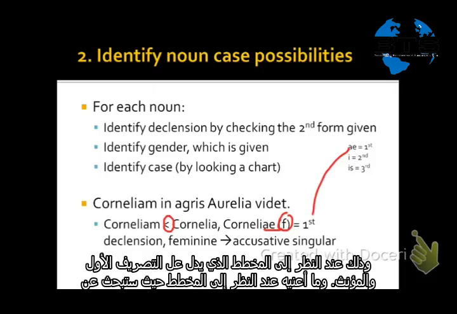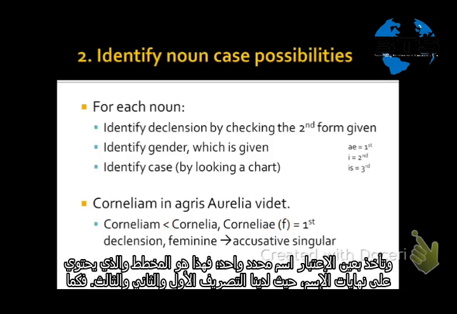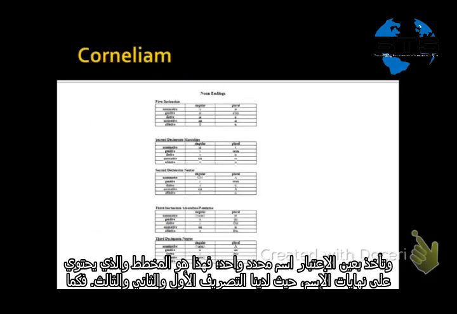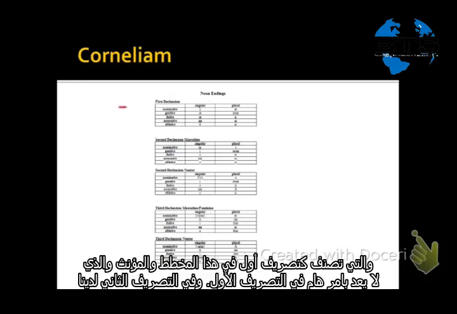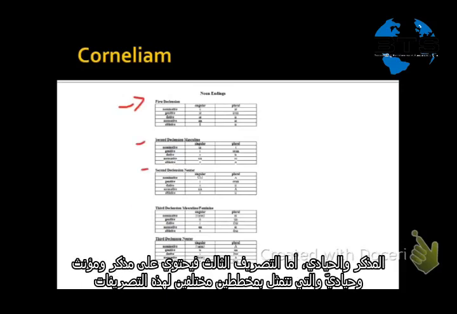To show you where we're coming from, when you're looking at the chart that I give you, you're considering one specific noun. The charts I gave you look like this: noun endings. You have first, second, third declension. What we have, Corneliam, we already said is first declension, so it's going to be this chart. And feminine, which, in the case of first declension, isn't a huge deal, but remember for second declension you have both masculine and neuter, and third declension you have masculine, feminine, or neuter.